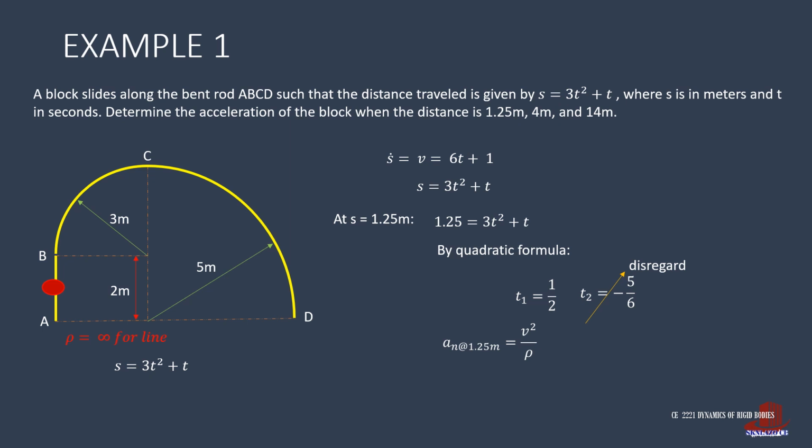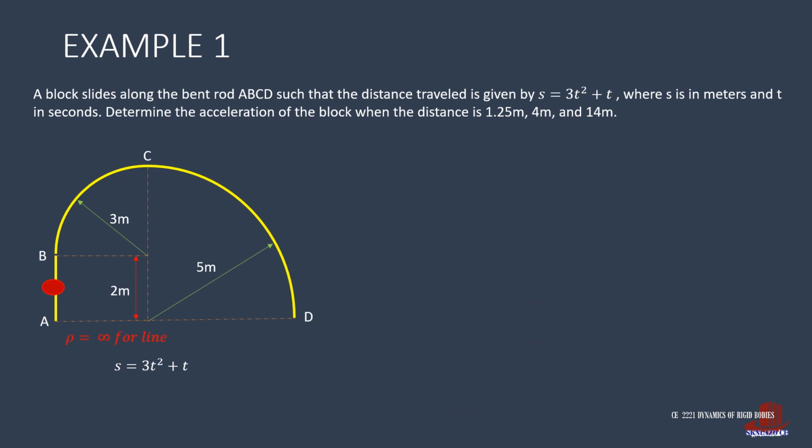So getting back to the equation for the normal component of acceleration, plug velocity as 6t plus 1, where t is 1/2, and this is divided by ρ, which is infinity. The equation is simplified as 0. So with acceleration as the root of the summation of the squares of tangential and normal components, that is with the values of 6 and 0, the acceleration is taken as 6 meters per square second for the acceleration at 1.25 meters.